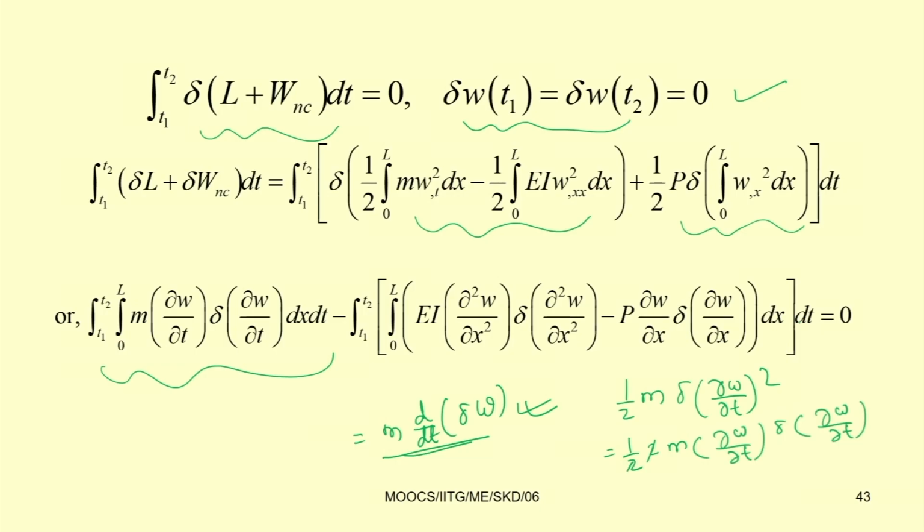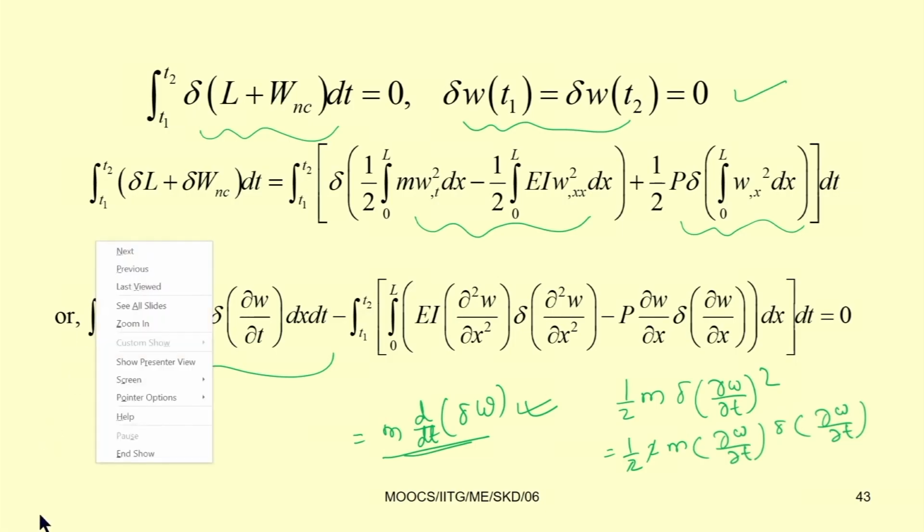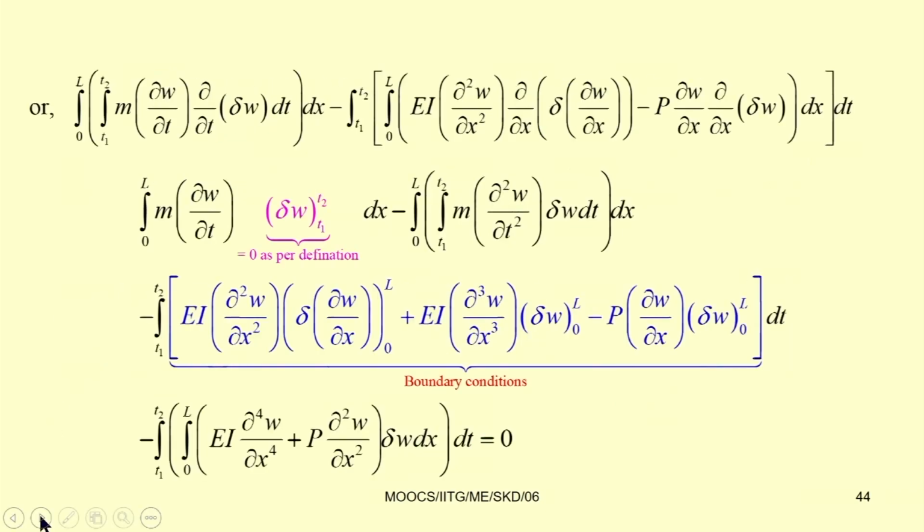So, you just see now this part you have to integrate by parts. If you integrate by parts, then this equation of motion can be obtained easily. So, you can obtain the equation of motion easily, and you just see. So, this is the equation of motion. Now, you just see this part.